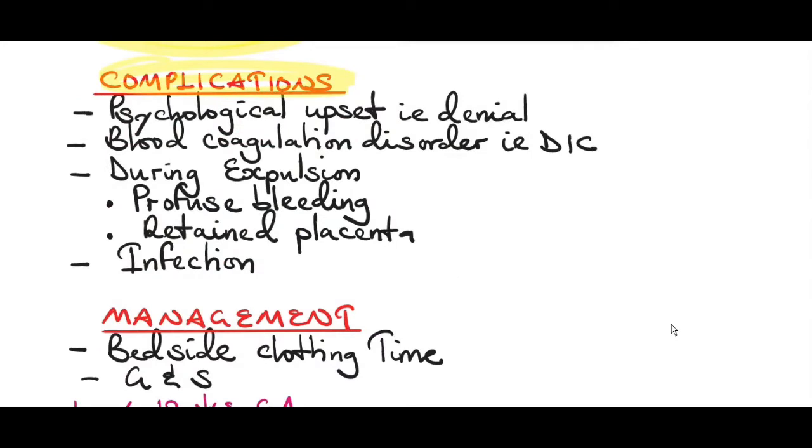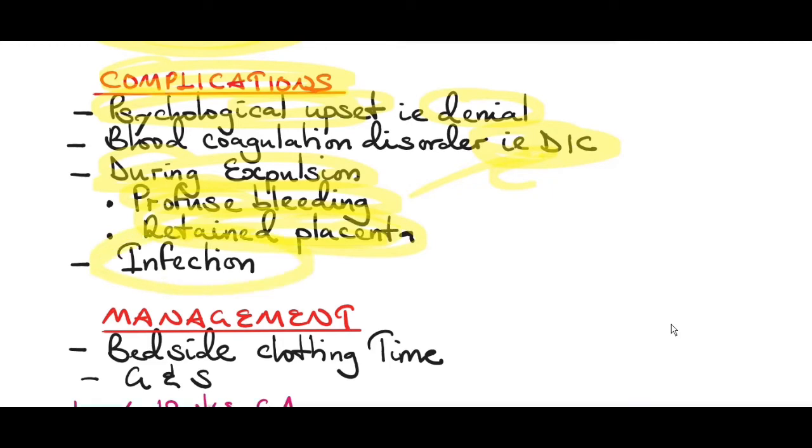Complications of a missed miscarriage. The patient might be upset psychologically, she might be in denial, angry, or even guilt ridden. If there's prolonged retention of the non-viable fetus or embryo, you can have blood coagulation disorders like disseminated intravascular coagulation. And during expulsion, you might have profuse bleeding due to disseminated intravascular coagulation. You could also have a retained placenta. Remember, we said there's maceration taking place. And you could also have infection.